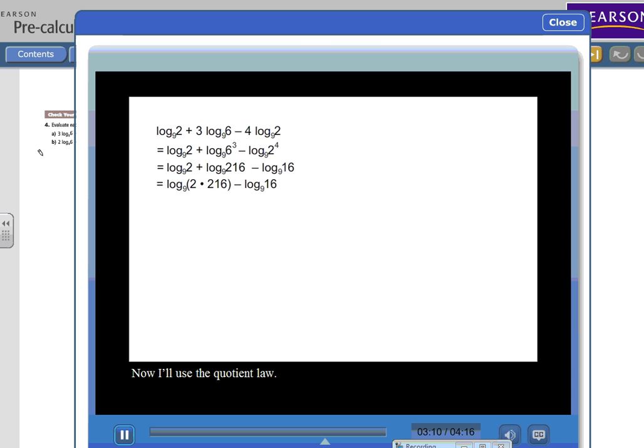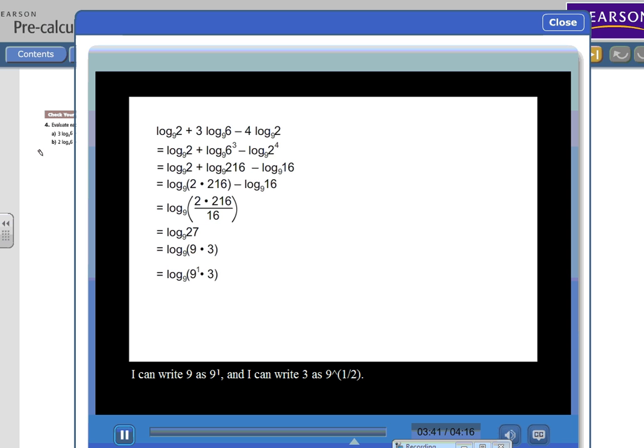Now I'll use the quotient law. In this case, b equals 9, x equals 2 times 216, and y equals 16. So I can write log base 9 of 2 times 216 divided by 16. 2 times 216 divided by 16 is 27. I need to write 27 as a power of 9. 27 equals 9 times 3. I can write 9 as 9 to the power of 1, and I can write 3 as 9 to the power of 1/2.